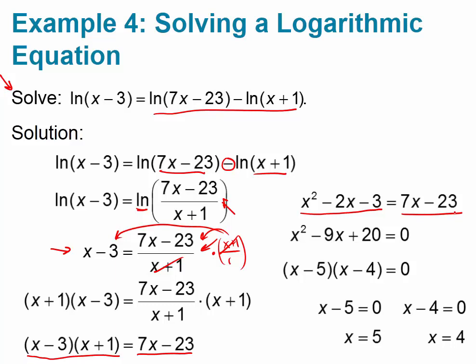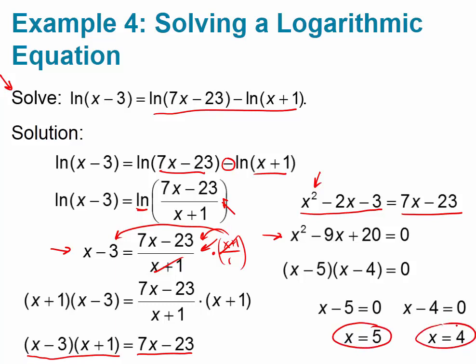Now again, we recognize that we have a quadratic because we've got a squared here. So anytime we have a quadratic, we get everything to one side, 0 on the other. So moving some terms around here, we're going to get x squared minus 9x plus 20 is equal to 0. Factor that out, and it factors into x minus 5, x minus 4. So we've got two potential solutions here, a 5 and a 4.